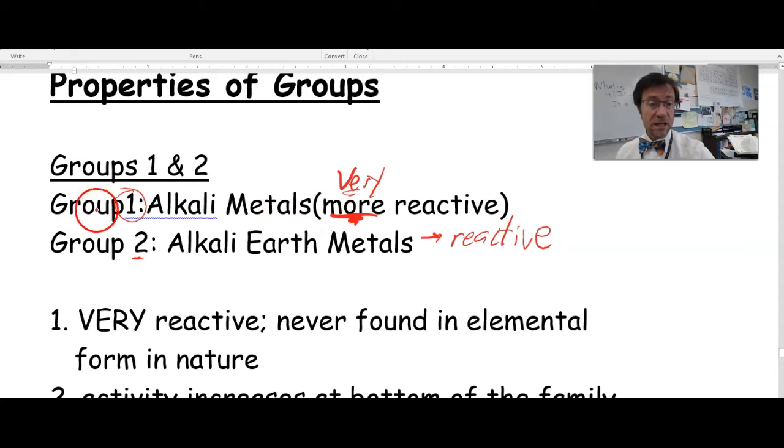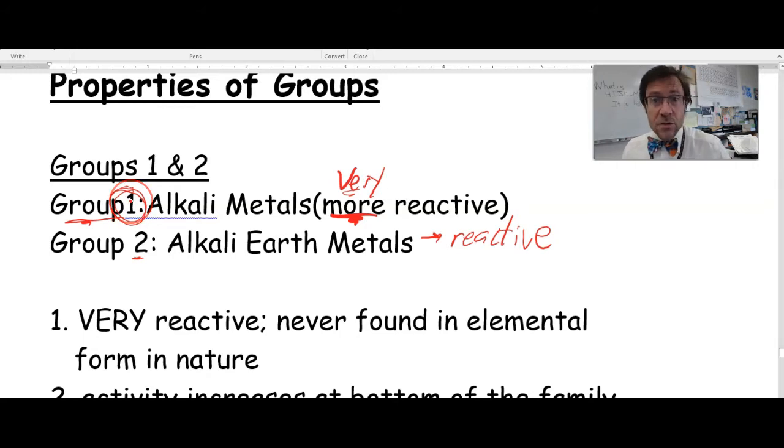But group 1 is more reactive. When I say more reactive, they're downright explosive. What we're going to do is take some sodium and plop it in water, and look at what happens. What we did before is we looked at calcium. Calcium was group 2. I don't know if you can see right there, but we're going to do sodium, which is group 1.